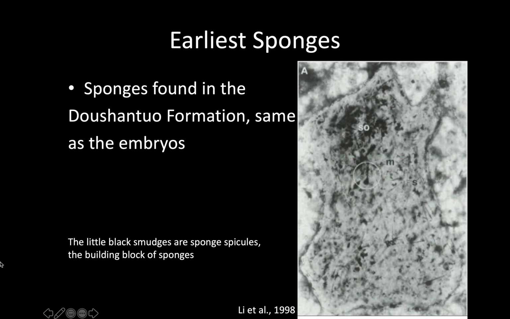Absolutely beautiful. We also find sponges, animals, from the Doushantuo about the same time as the embryos. All these little black smudges are pieces of sponge bodies. And you might be thinking, okay, sponges are kind of boring. But sponges can do something you can't. If you put a sponge in a blender and turn it on, it can actually put itself back together later. You cannot do that. Please do not try.